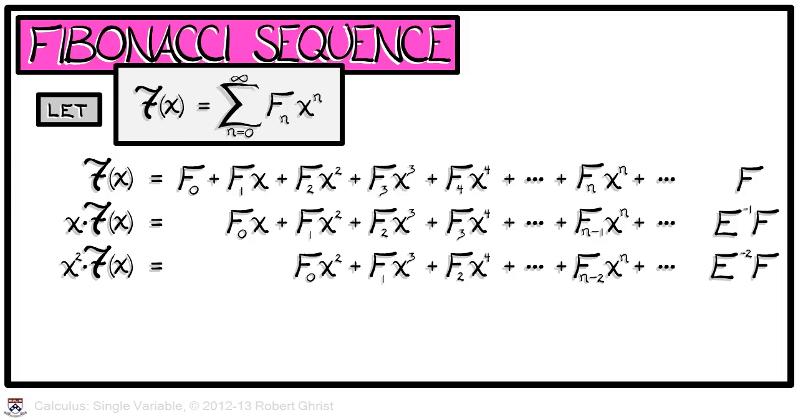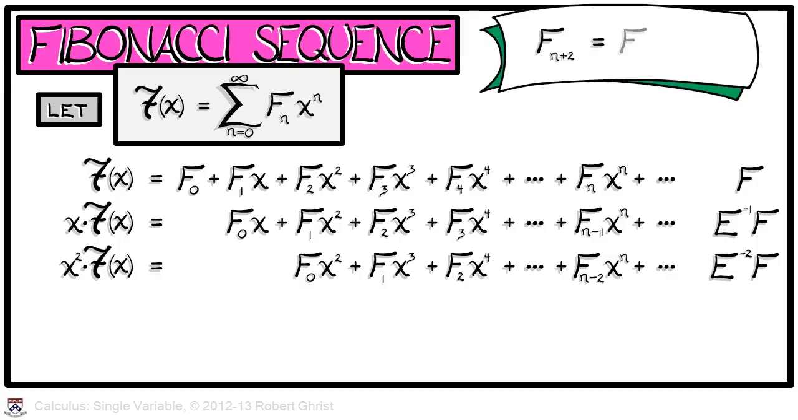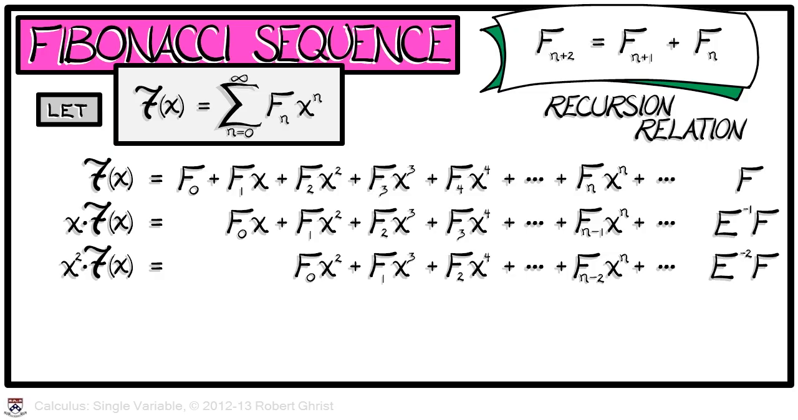And the reason for doing this is to line up the coefficients to match the recursion relation that the Fibonacci sequence satisfies: F sub n plus 2 equals F sub n plus 1 plus F sub n. Now, if we take a look at the coefficients in front of the monomial term, x to the n, for these three power series that we have written down, then we see from the recursion relation the relationship between them. The first is the sum of the latter two.